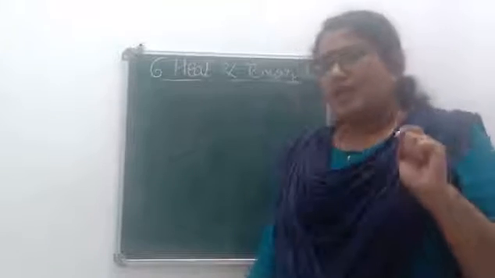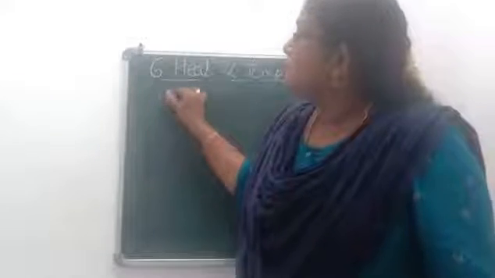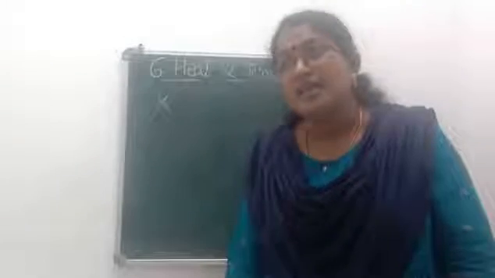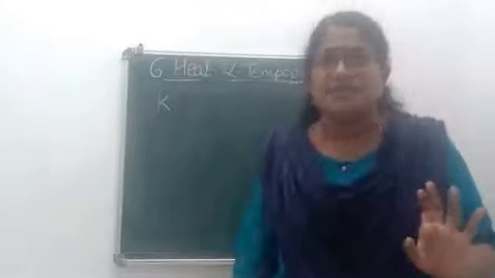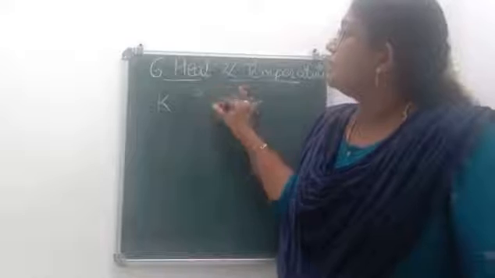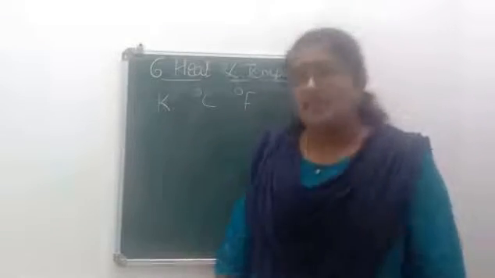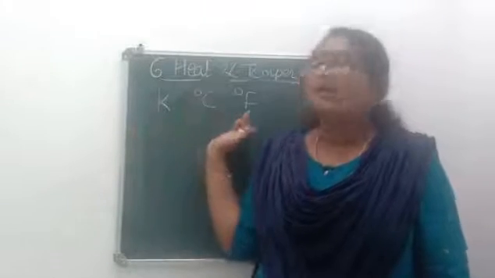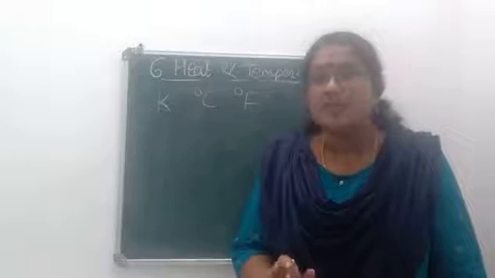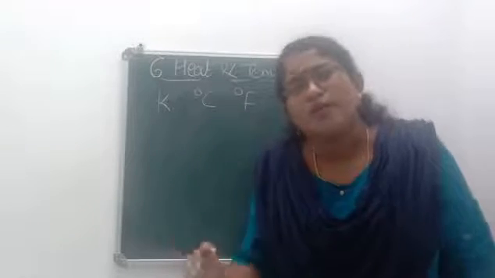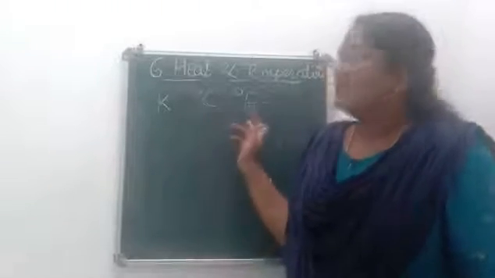Now, about the units of temperature. What is the SI unit of temperature? It's Kelvin. Kelvin is the SI unit, but it is used only for scientific purposes. In general, we will be measuring temperature in degree Celsius and degree Fahrenheit, isn't it? So, 3 main units for temperature. Kelvin is the SI unit, but commercial units or commonly used units are degree Fahrenheit and degree Celsius.